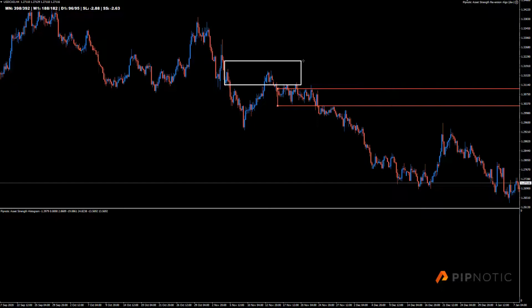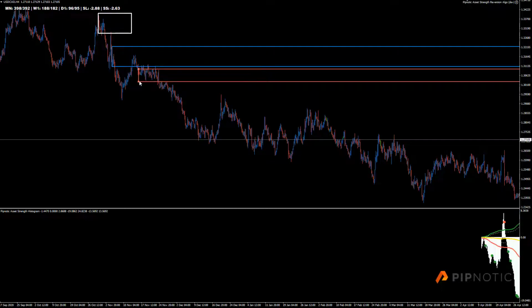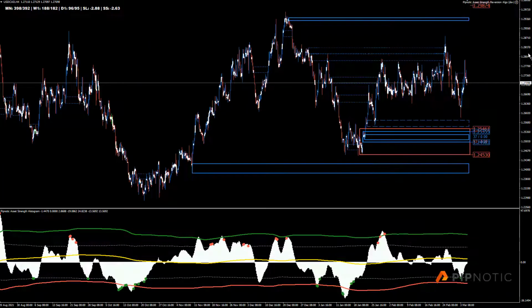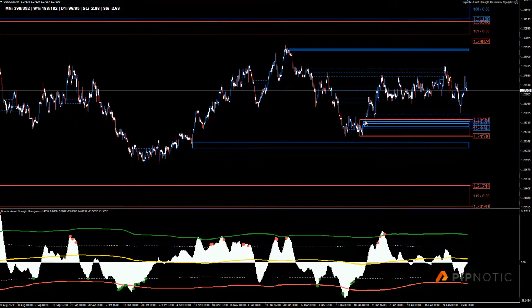So we do have a couple of areas here. We've got this one here. Okay, this one tested it, and then we have this one here. This is the slingshot. We mark that whole area off, something like that. So if we zoom out a little bit, then we can see where that is relative to price, quite a bit above price. Okay, so this is the one that's easiest, so keep your eyes on that. That would be a beautiful area.